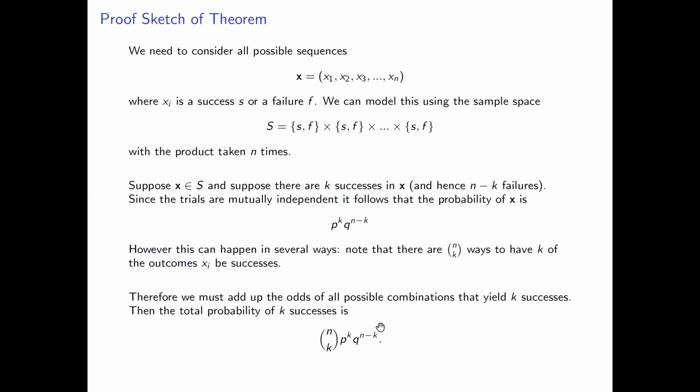So again, if you have any fixed outcome where you have k successes and n minus k failures, the probability of that fixed outcome is p to the k times q to the n minus k. But you can have this scenario appearing in many different ways, which you can quantify using this binomial coefficient. And so when you add up all the different ways in which this can happen, the expression you end up with is n choose k times p to the k times q to the n minus k.